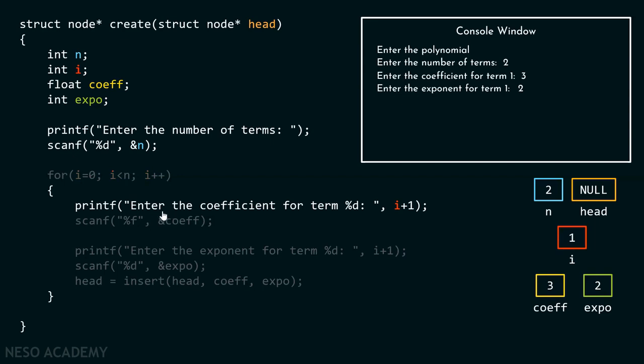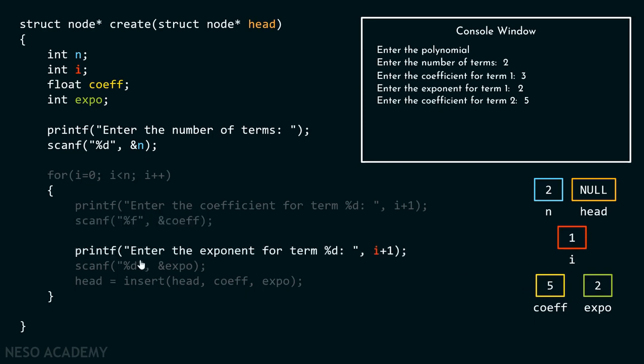First, this message will get printed, enter the coefficient for term 2. Obviously, i is 1 right now, so this will get replaced by 2. And eventually, this percentage d will get replaced by 2. So this message will get printed on the screen, that is, enter the coefficient for term 2. After this, with the help of the scanf function, we will receive this value 5, which is entered by the user over here, right? We'll simply store that value in this coef variable.